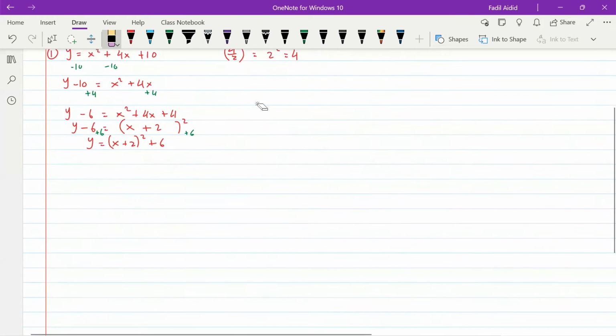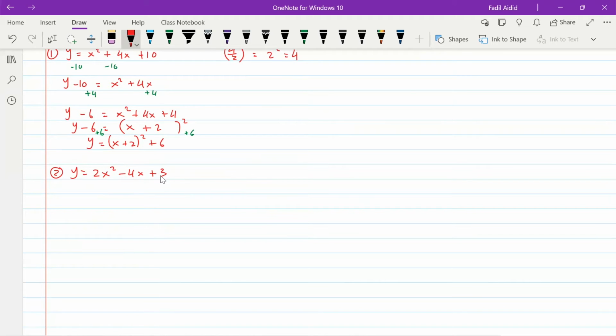And then the second example is when the coefficient of x squared is not 1. So let's say y equals 2x squared minus 4x plus 3. So the first step is always the same. You just get rid of the constant term on the right side of the equation. So you subtract 3 from both sides. So it's going to be y minus 3 equals 2x squared minus 4x.